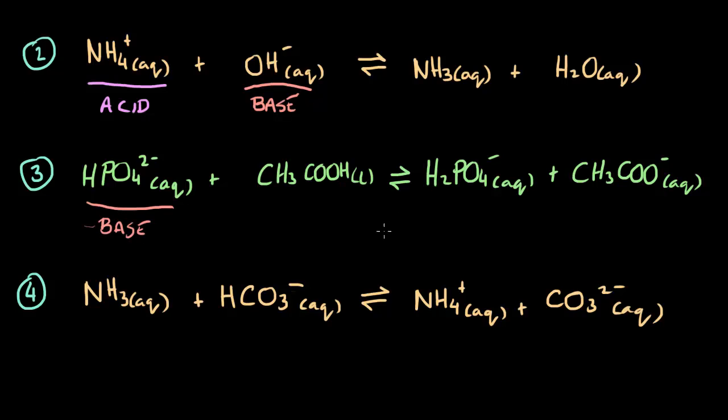The CH3COOH liquid changed into CH3COO-. It has lost an H, it has lost a positive charge, therefore this is a proton donor or an acid. Finally, we've got NH3, which has changed into NH4+. It has gained a proton, therefore this substance is a base. And we've got HCO3-, which has lost a proton by changing into carbonate, so it is a proton donor or an acid.